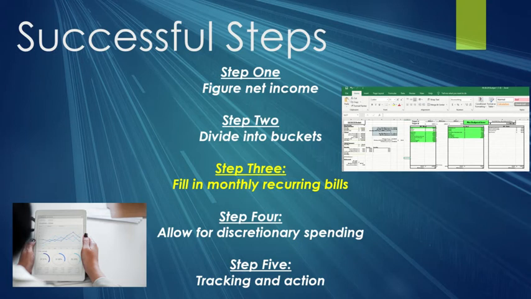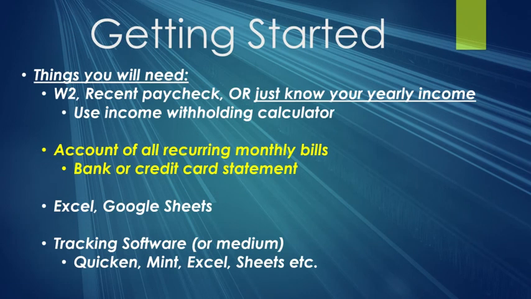So next, we're going to start filling in information about our recurring monthly bills and see how they stack up against our individual buckets. Something that's going to be really nice to have here is bank statements or credit card statements. Really, this is just to help you identify recurring bills and expenses. You may know off the top of your head all of your bills and roughly what they are. This is really just going to help.